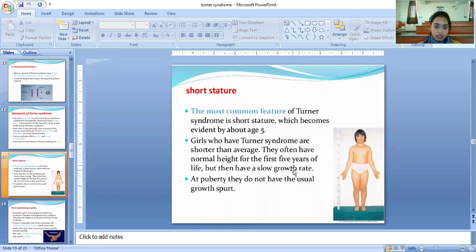Turner syndrome becomes evident by the age of 5. Girls who have Turner syndrome are shorter than average. They often have normal height for the first 5 years of life, but then have a slow growth rate. At puberty, they do not have the usual growth spurt.